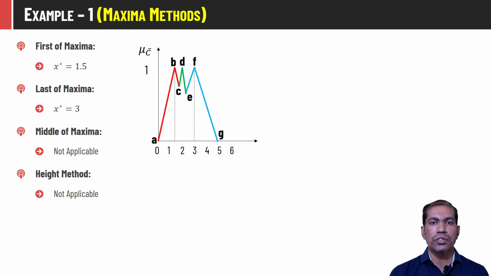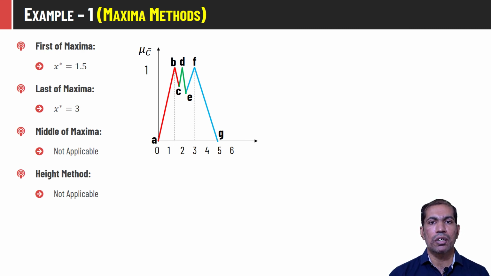1.5. The last of maxima method will return the highest x whose membership value is the same as the height of the aggregated fuzzy output function. And as we can see, for x equal to 3, the height is 1, and this is the maximum x which has the membership value same as the height. And hence the last of maxima method will return crisp value 3 corresponding to this output function.